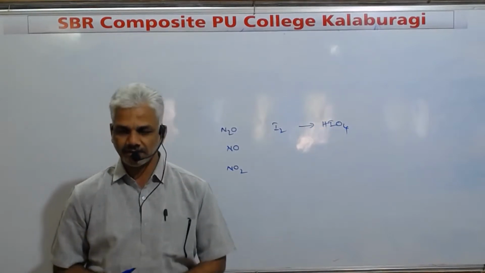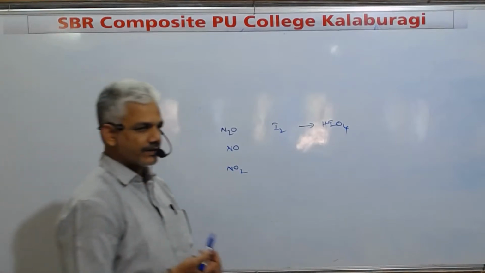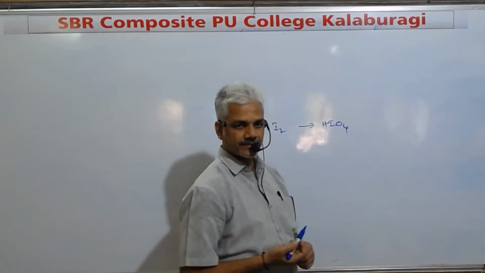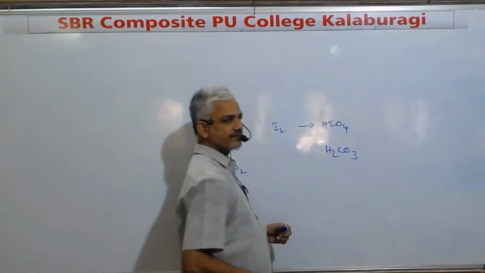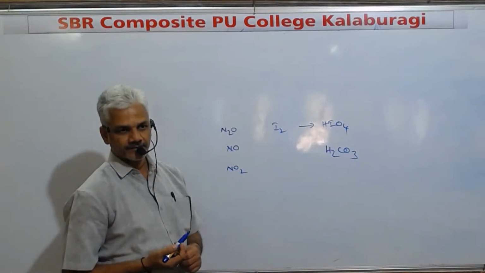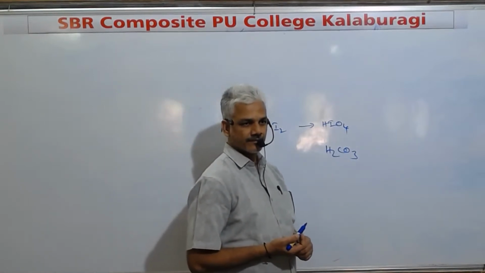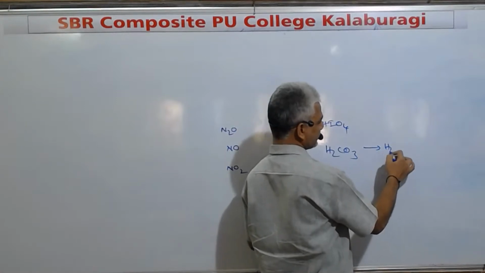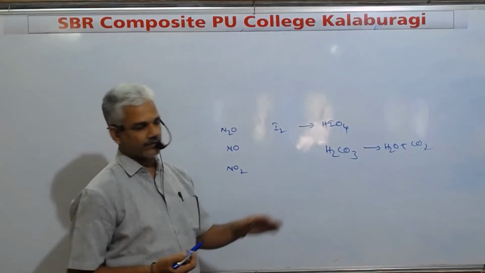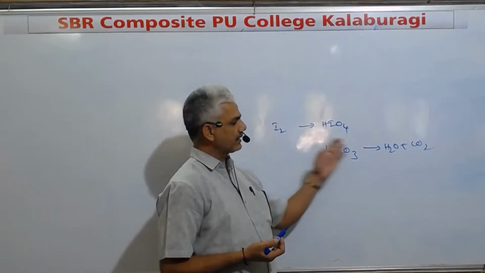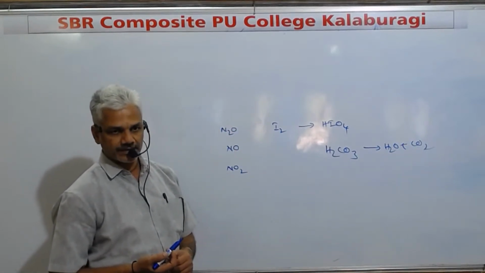Suppose you take carbon, it will be oxidized to its highest oxyacid. What is the highest oxyacid for carbon? For carbon, what is the highest possible oxidation state? Plus 4. So what is the corresponding acid? Carbonic acid. But carbonic acid, is it stable or unstable? Unstable. So it readily dissociates to give water and carbon dioxide. So when carbon is made to react with nitric acid, the final products obtained will be a mixture of water and carbon dioxide.